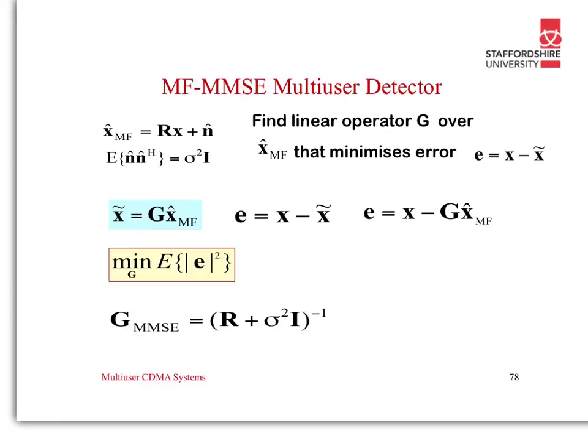So what we want to do is minimize this error, because it's minimum mean squared error. So we need to find the linear operation G over X matched filter that minimizes the error. So what's the value of G? G, minimum mean squared error, now I'm not going to worry about how this is defined, is given by R plus the sigma squared identity matrix, inverse.